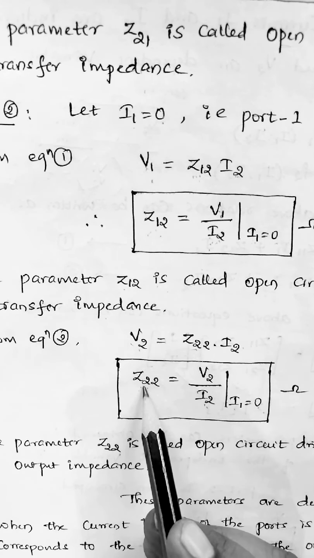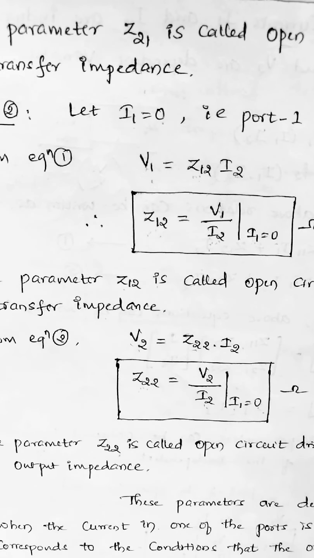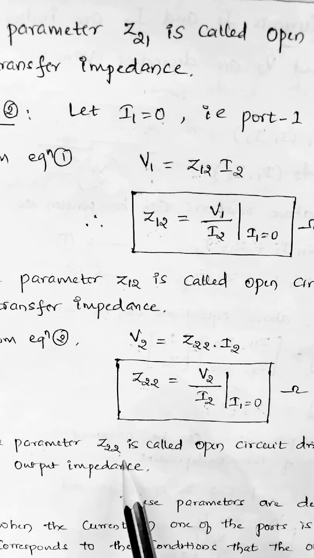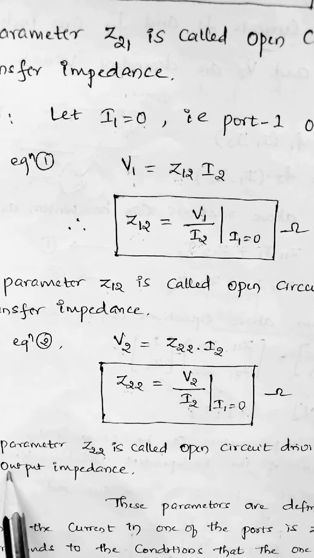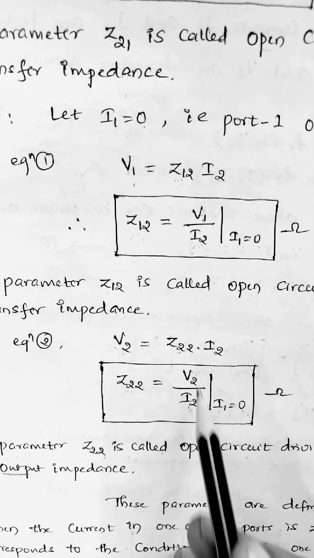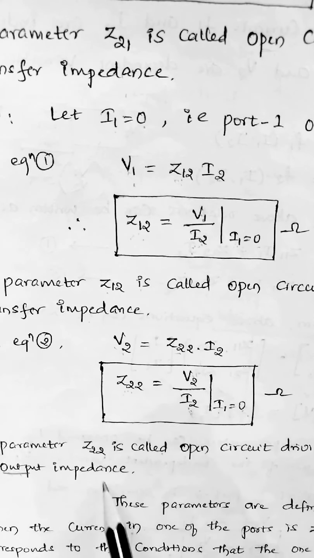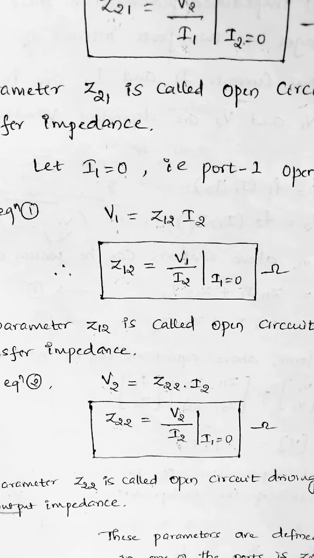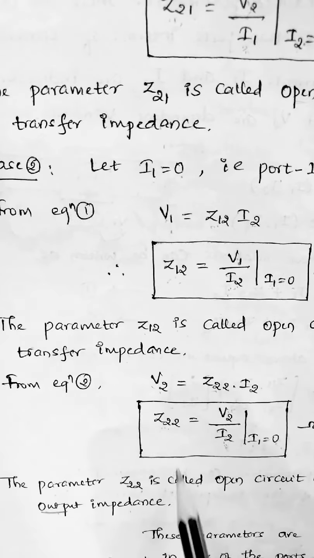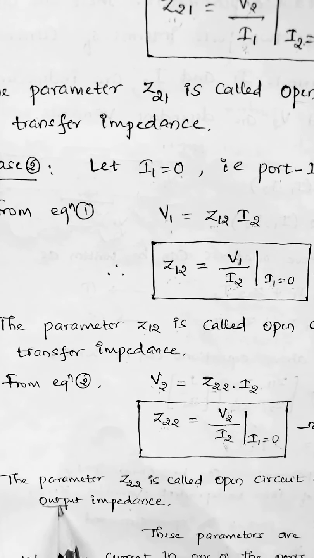Open circuit impedance. Which kind of open circuit impedance parameter? See, the parameter Z22 is called the open circuit driving point output impedance. Both the parameters are present at the output. Similarly, Z11 is also called the open circuit driving point input impedance. Z22 is the open circuit driving point output impedance.